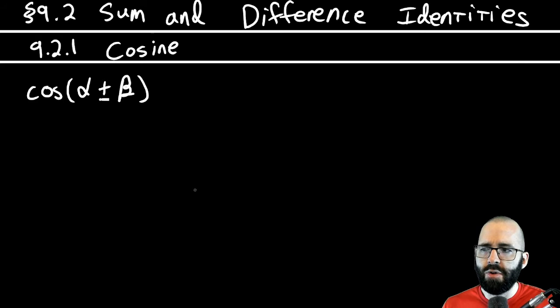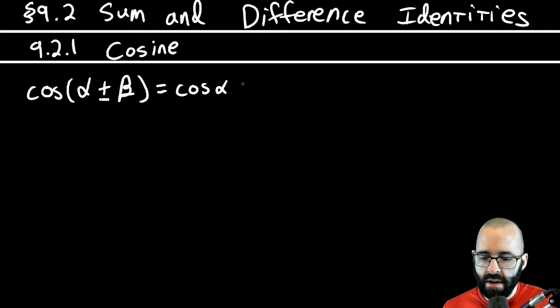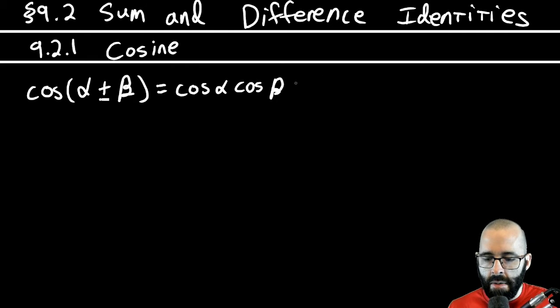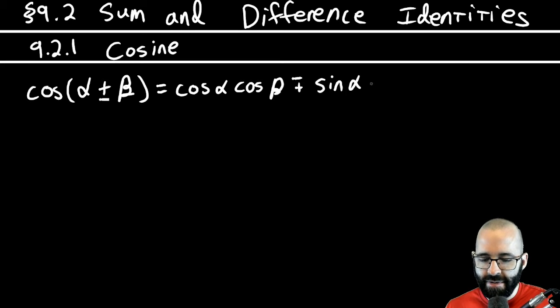Let's do two formulas at once. So I'm going to write plus or minus here. We'll get to what I mean by that in a second. Equals the cosine of the first angle times the cosine of the second angle, beta, minus or plus the sine of the first angle times the sine of the second angle.